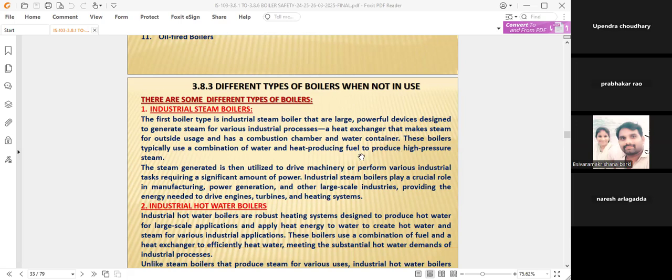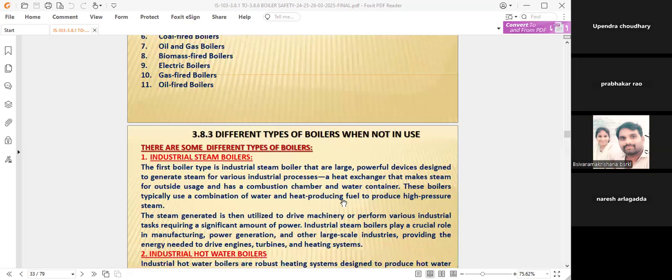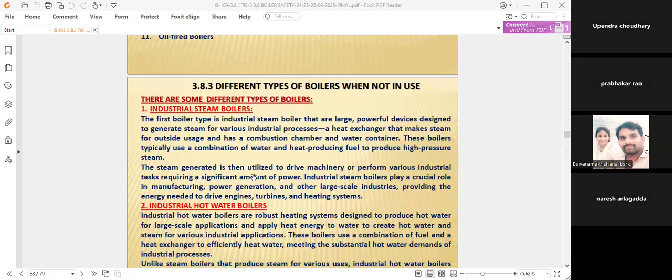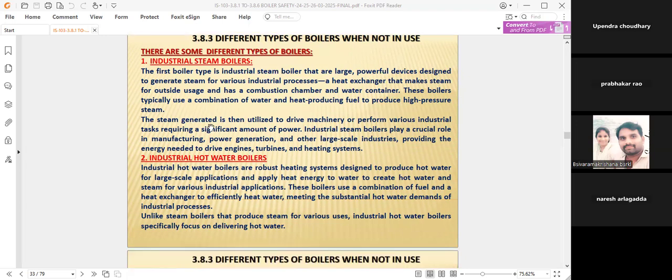That means the water is going in the tubes. Heat-producing fuel means coal or any other, oil or gas, depending upon this. Therefore, to produce high pressure steam to send to the turbine to get the required power, as well as the other types of steam like MP, LP, and condensate, depending upon the turbine type. The steam generated is then utilized to drive machinery or to perform various industrial tasks requiring a significant amount of power. That's why the turbine rotor.